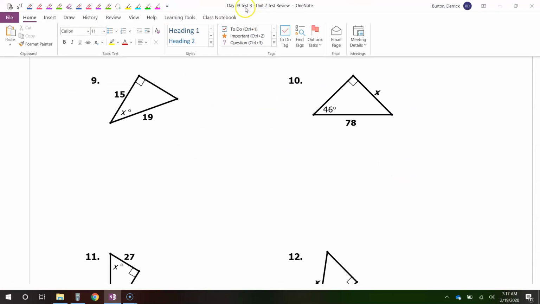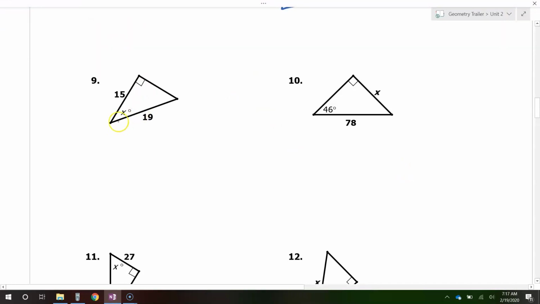Time for number 9. Where is the hypotenuse? Here is the hypotenuse right here across from the 90-degree angle. Next, circle the angle that we are looking for. Draw an arrow that will point to the opposite side. The other side is adjacent. Write Sohcahtoa.